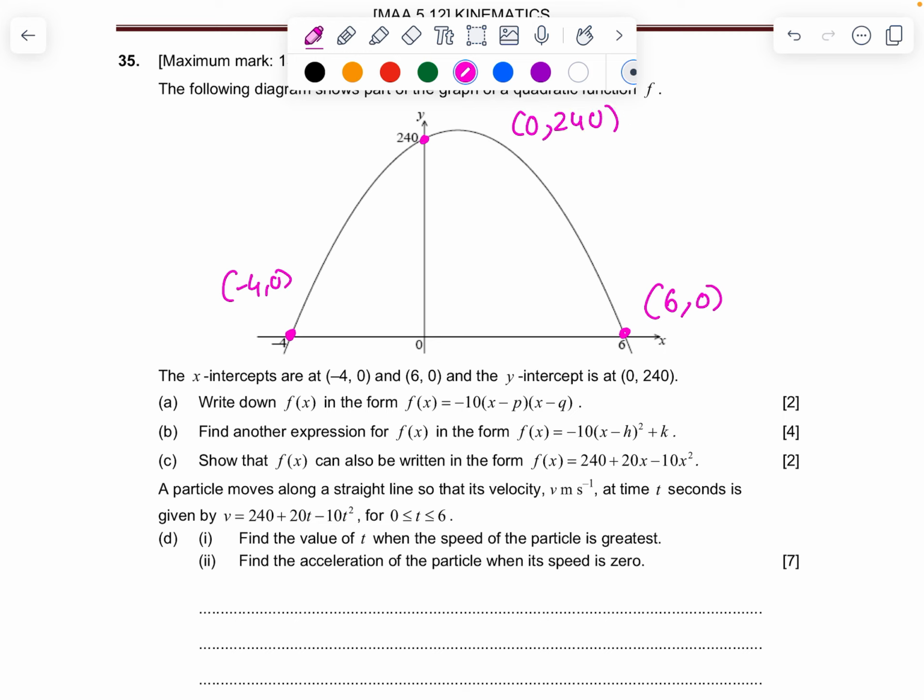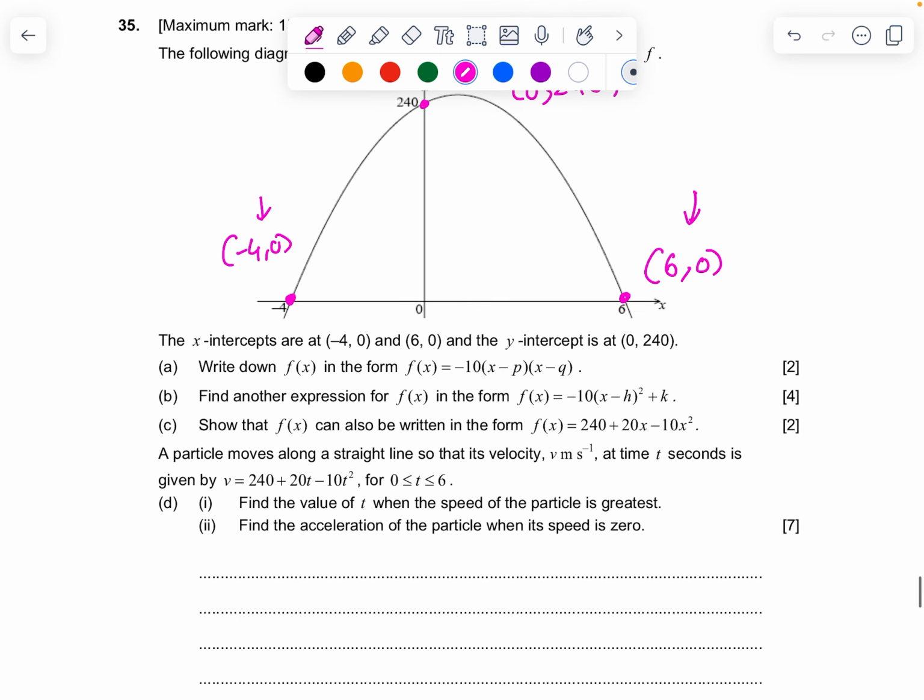Write down f of x in this form. Whenever we have the x-intercepts, those will be useful. Those will be the values of p and q. So what am I going to do? f of x equals -10 times (x minus p), where this is the p value and this is the q value, times (x minus 6). So what does that become now? It becomes -10 (x plus 4)(x minus 6).